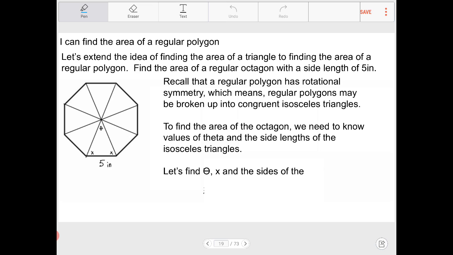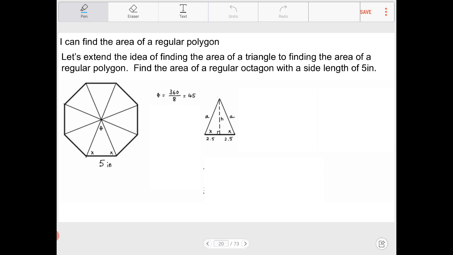So in this case, let's first find out what the dimensions are of one of these isosceles triangles. I know that theta, in this case, to find theta, all I have to do is take 360 and divide by the number of sides I have, which is 360 over 8, which turns out to be 45. I will need to focus my attention on this triangle here, which is one of the triangles inside of the octagon that I've broken up.